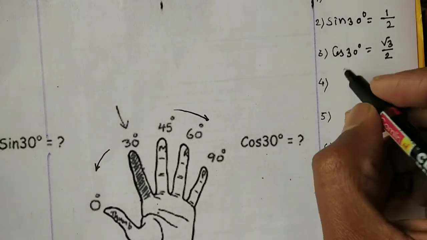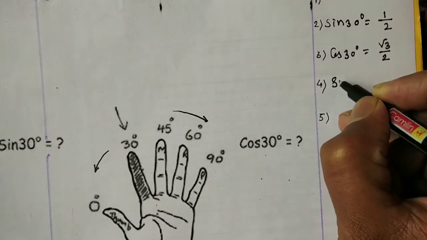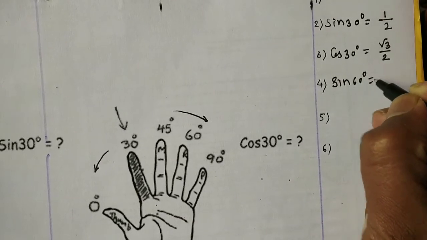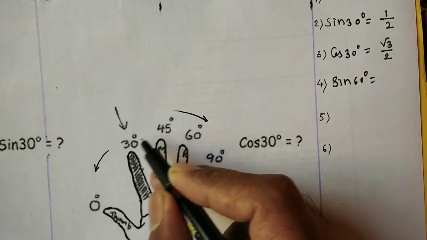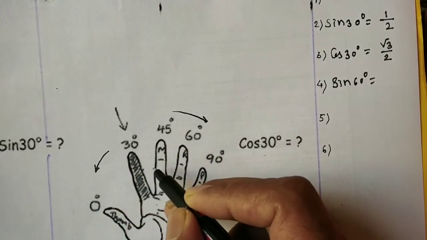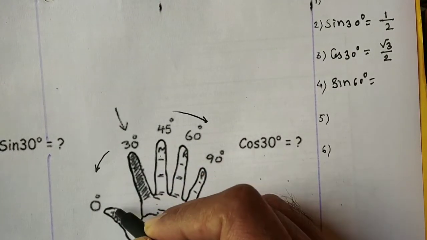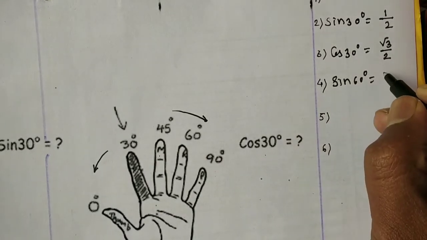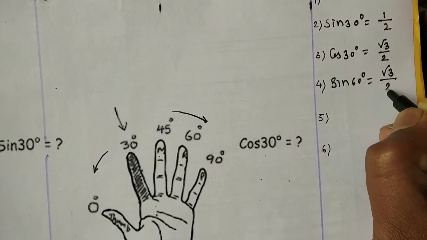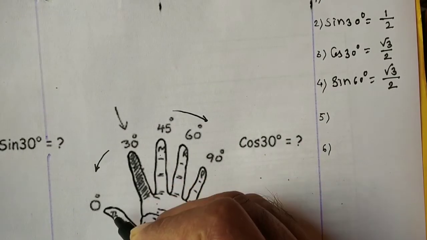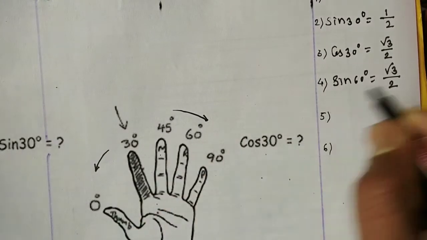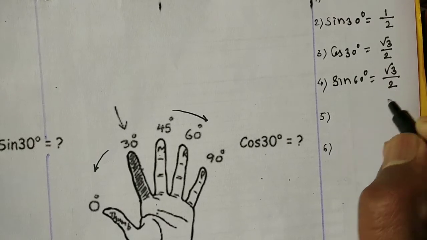Now again suppose I want to calculate sine of 60 degrees. So this is the 60 degree finger. Now how many fingers are remaining on your left hand side? 1, 2, 3. So there are 3 fingers. So square root of 3 divided by 2 is the answer.